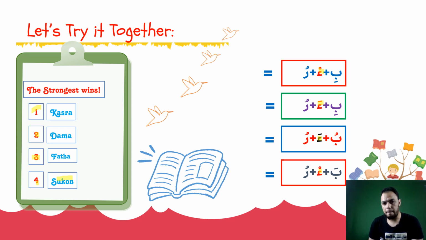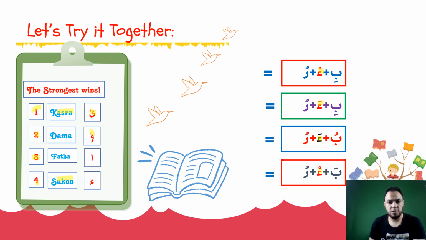What should we do about them? Wait a minute. Before telling you what to do, let's see how the Hamza comes with kasra. We want to know how the letter Hamza comes with kasra. With kasra it comes like this. With dhamma it comes this way, with fatha it comes this way, and the last one, with sukoon, comes this way.